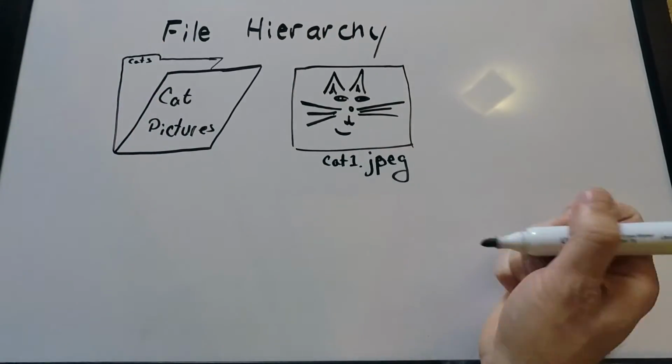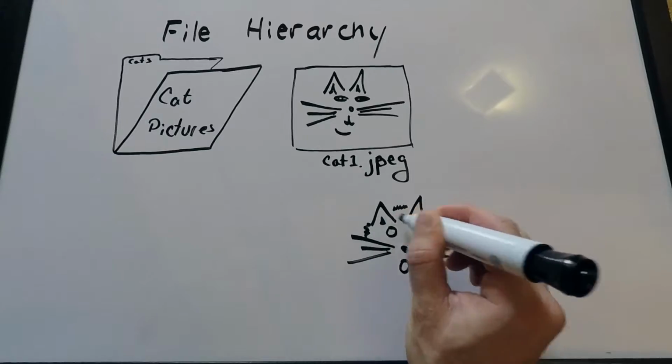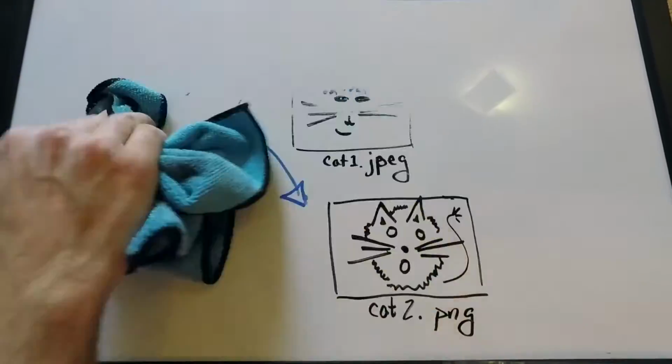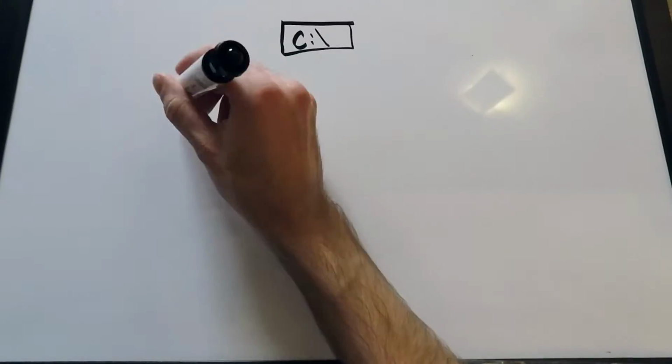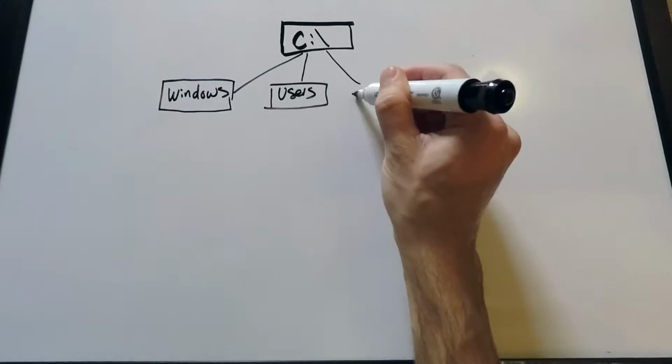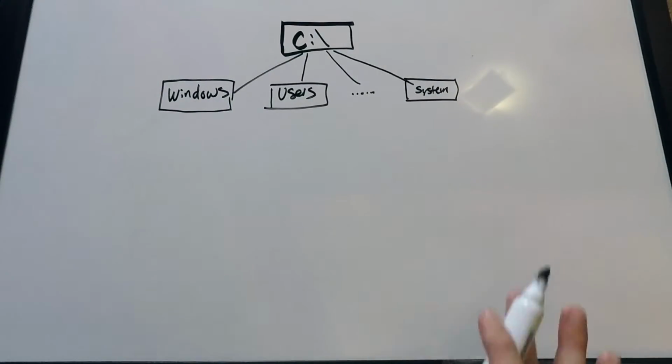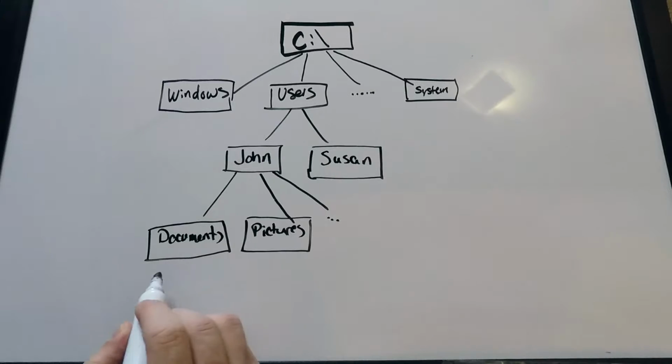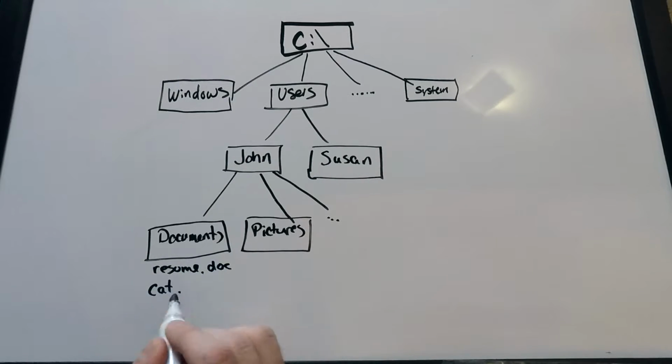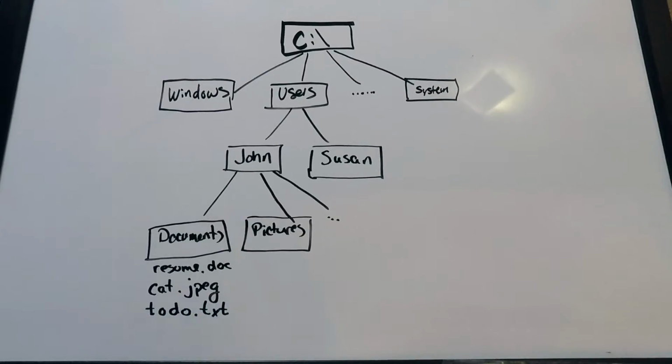Computers organize files using a file hierarchy, much in the same way we might organize our own files in, say, a business office or a home office. The root of the hierarchy starts broadly and becomes more specific the deeper into the hierarchy you explore. Here's an example of a Windows-style file hierarchy.